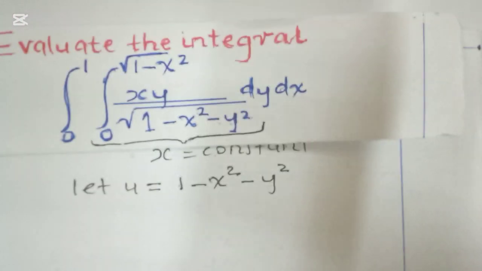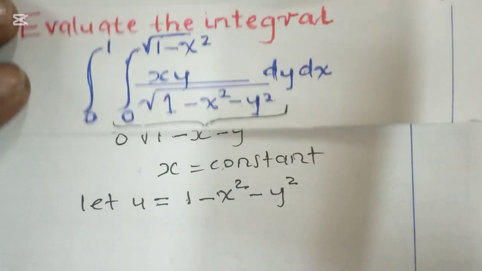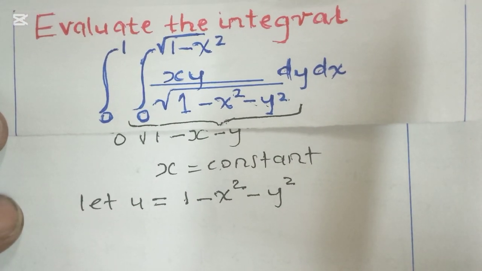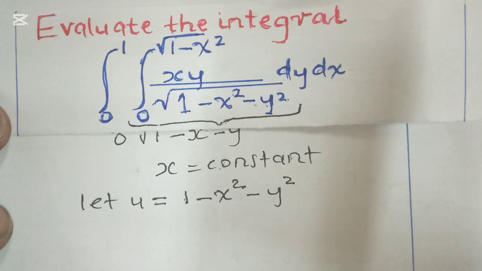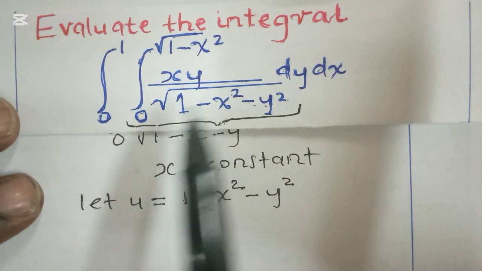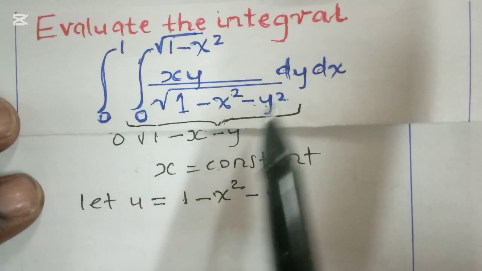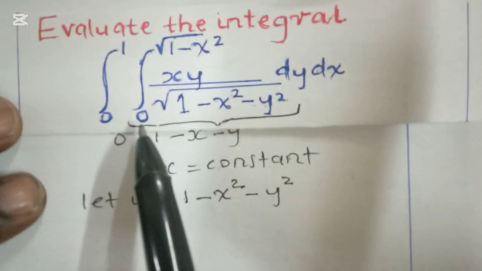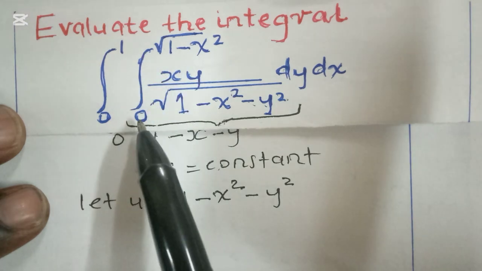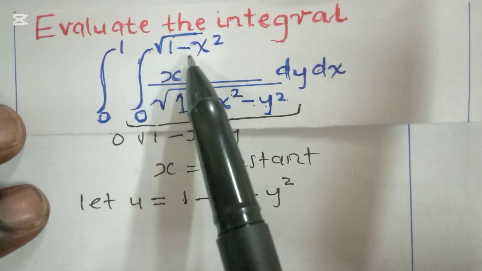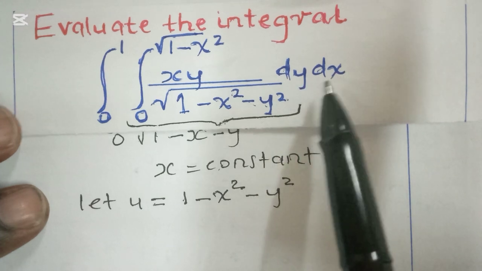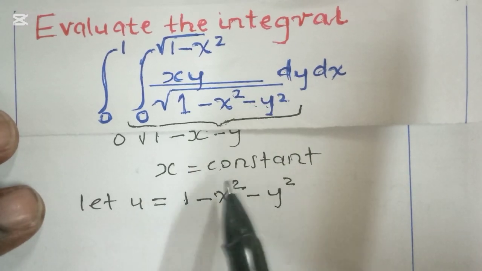Me too, I'm fine. So guys, we are looking at this question and I read the question. Evaluate the integral. This is a double integral, and we are going to start with the inside integral, that is the first integral here, from 0 to square root of 1 minus x squared with respect to dy. We consider at this point x to be constant.